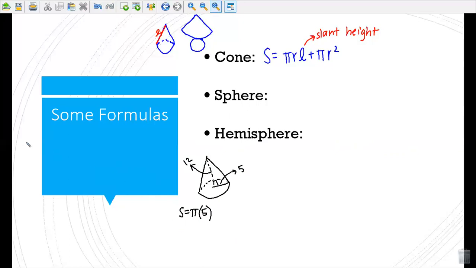I'm given the height of the whole cone. That's my 12, right? But I need this height over here, my slant height. Well, I did this on purpose because sometimes they ask you questions like this. If you're not given the slant height, you're going to be given enough information to find the slant height.